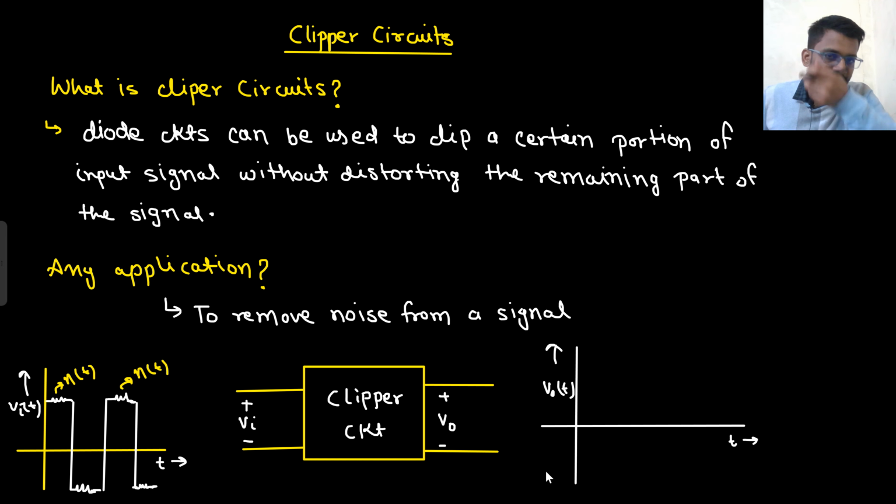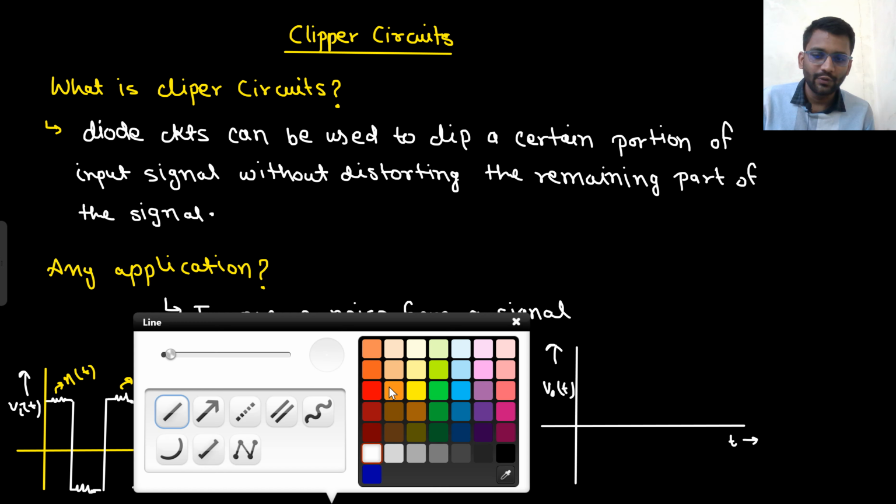Okay. Let's understand this with an example. Multiple applications can be there. This clipper circuit can be used in multiple applications as per the requirement, but one basic use is to remove the noise from a signal. Okay, so let's assume this signal is given and there is this noise present. So now you want to remove this noise. So what you will do, you will use a clipper circuit. How will it remove the noise?